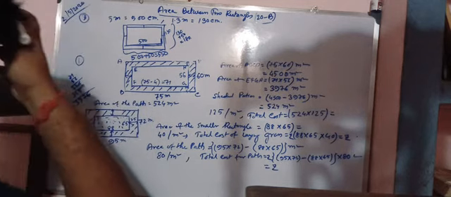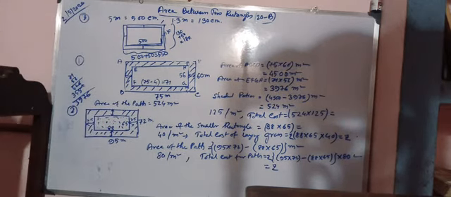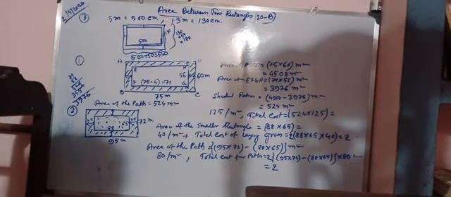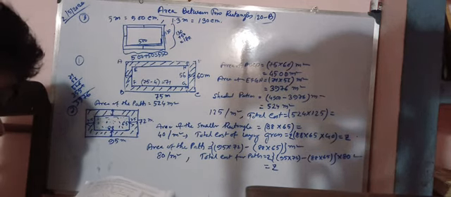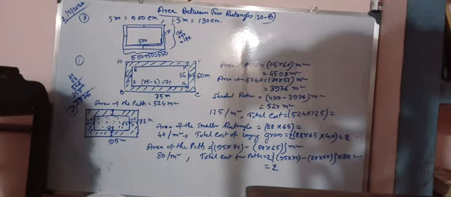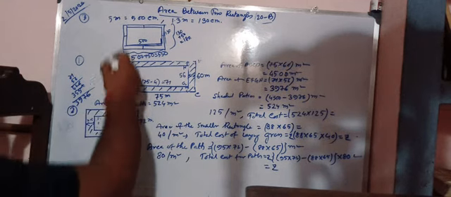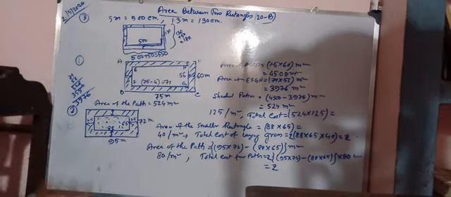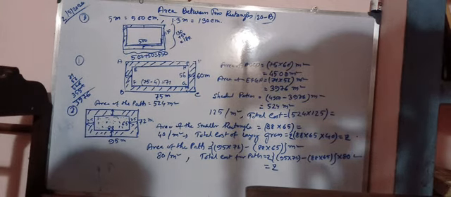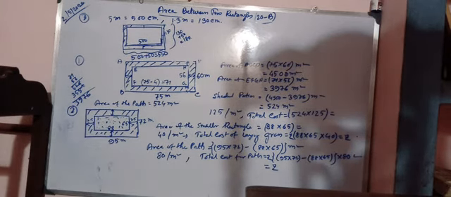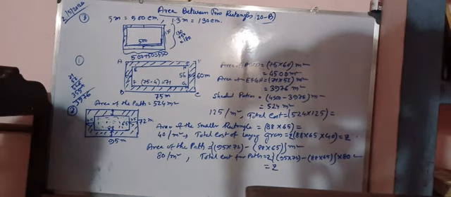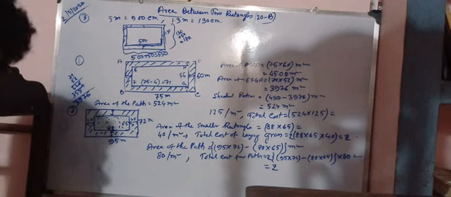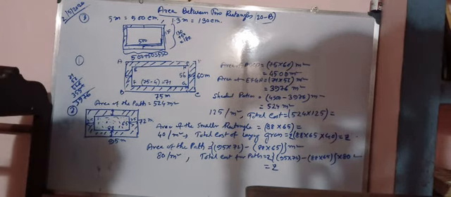So now we can easily calculate the area of the border. If we calculate the area of the border, since the cost is given per centimeter square, we can easily find the answer. Understood that?